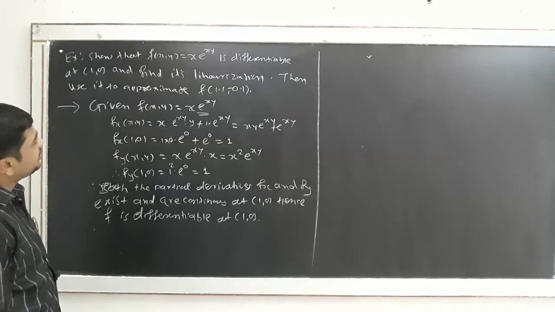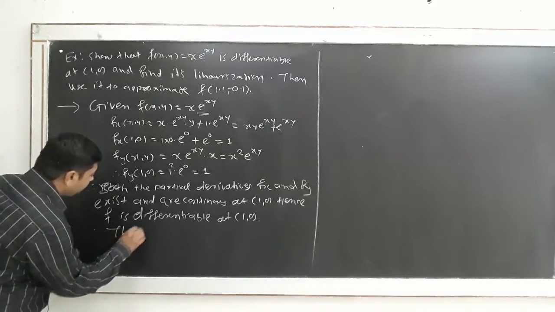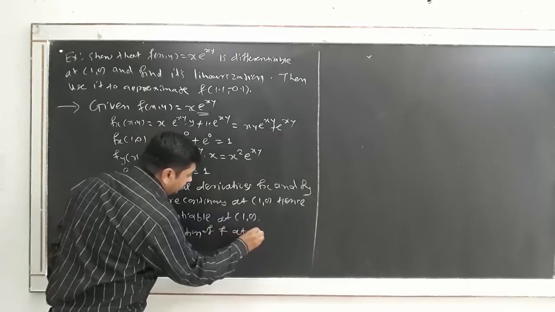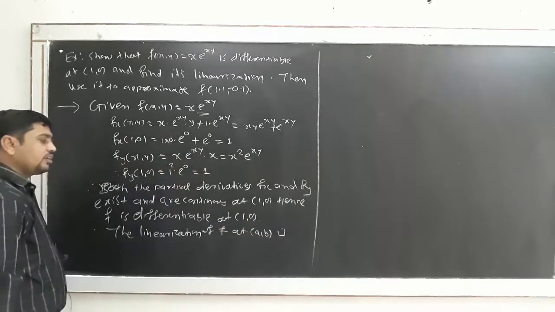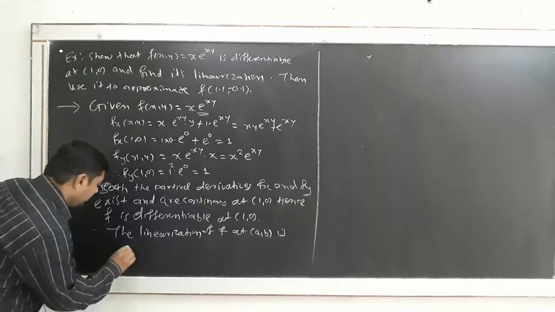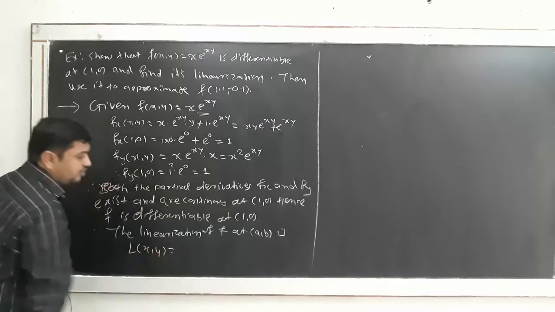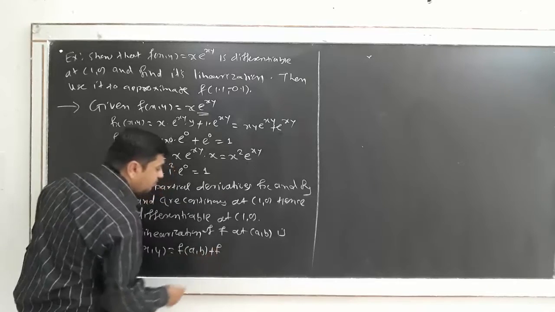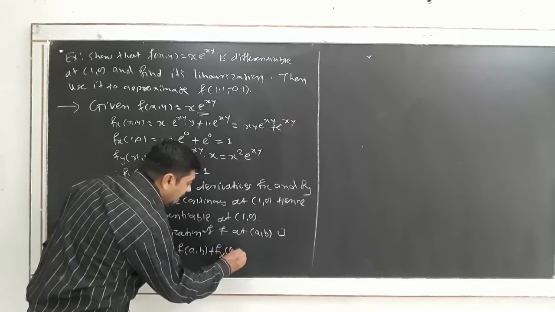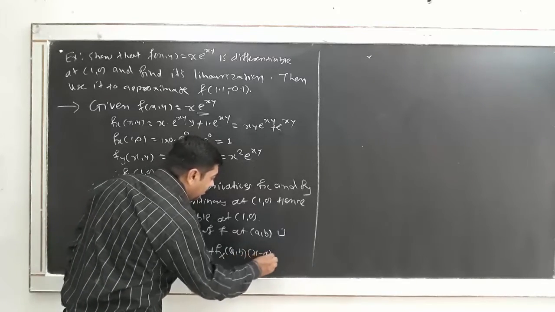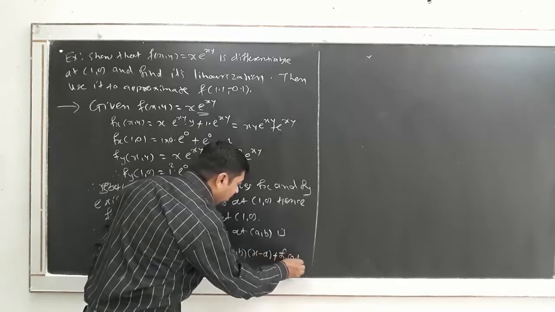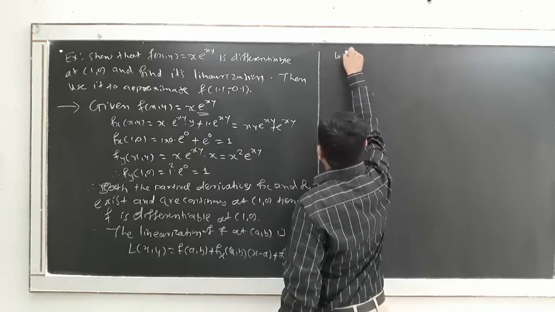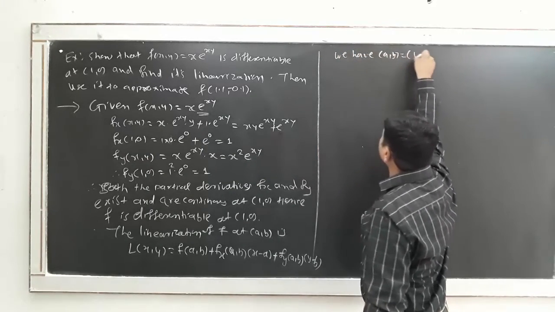Now what we have to find is the linearization. Linearization of f at (a, b): the linearization L of xy is equal to f of ab plus fx of ab times x minus a plus fy at ab times y minus b. So what is our ab? We have our ab as 1, 0.